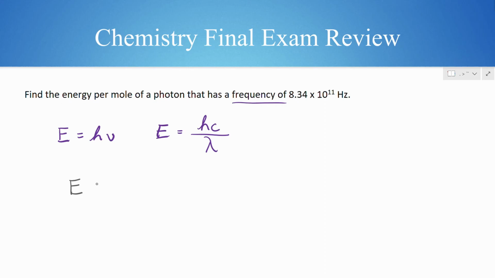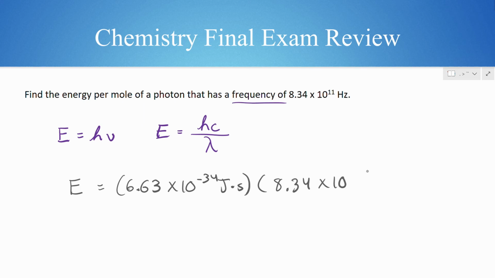So energy, Planck's constant, this is going to be equal to 6.63 times 10 to the negative 34 joules times seconds. And this will be multiplied by frequency in hertz, so 8.34 times 10 to the 11, and we'll just write this as cycles per second. And so seconds cancel out, and we're left with joules. So in the end, we get this many joules.